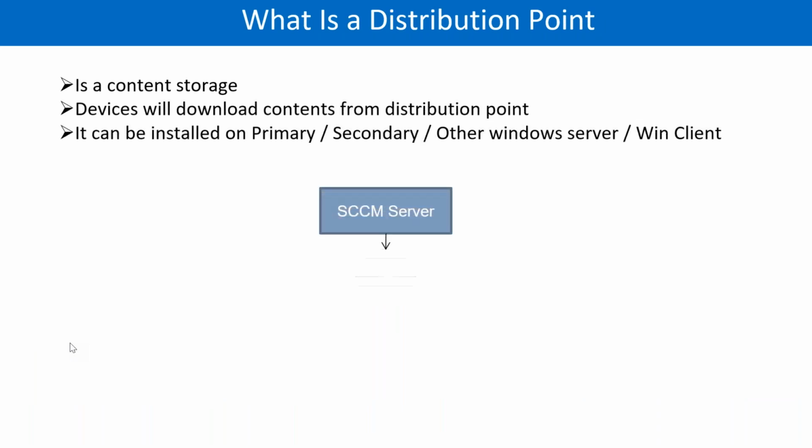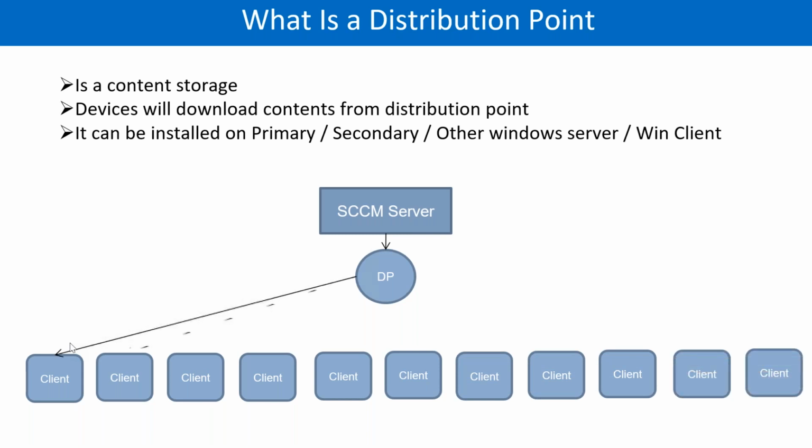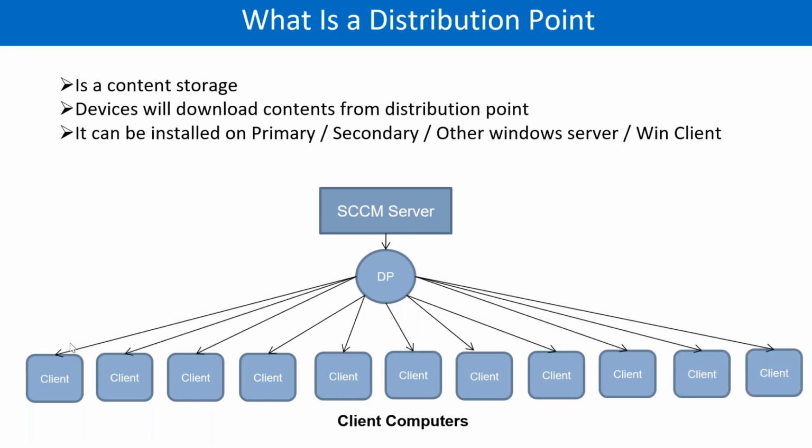Now the second role is the distribution point. Distribution point is like a content storage. That means it will have all the software files, update files, operating system files, all the installer files. All those files will be present. The computer can download those contents. So basically it will have all the contents, right? And the client can download the content from its native distribution point.